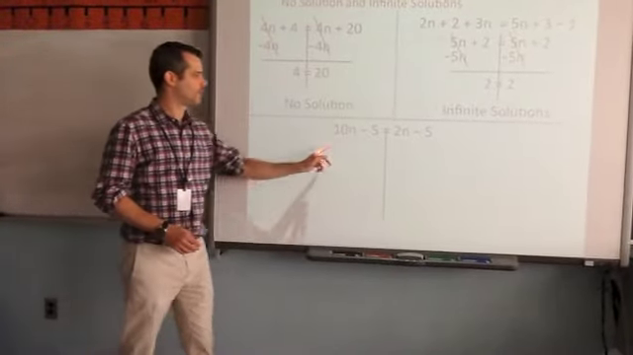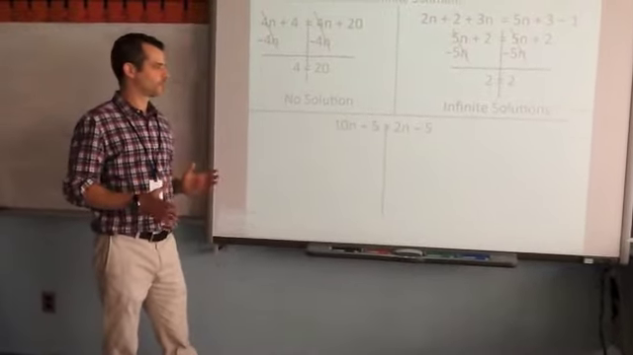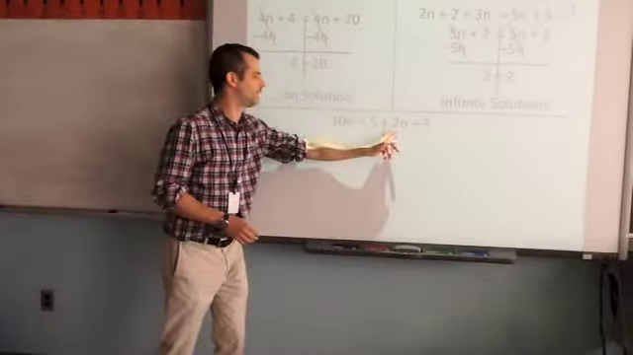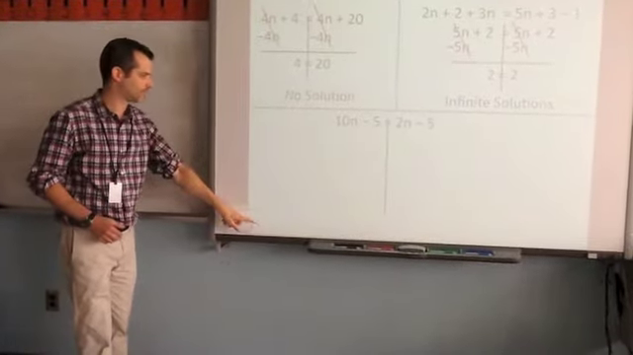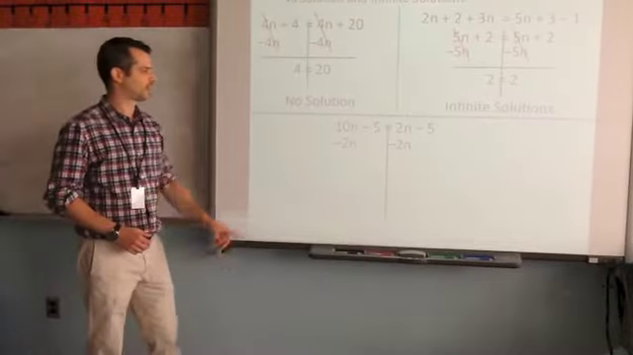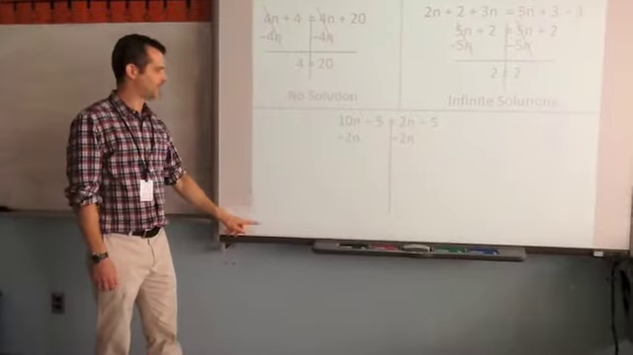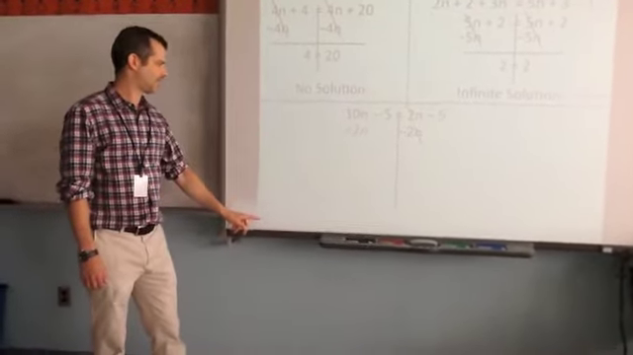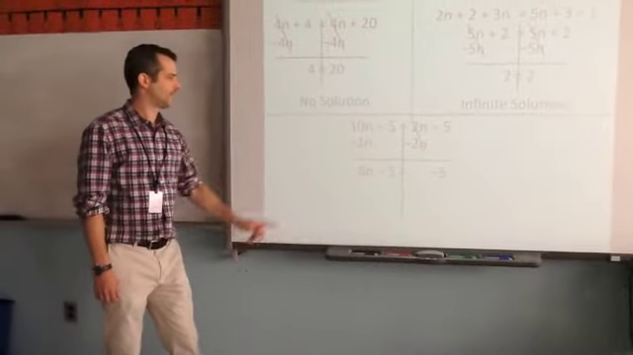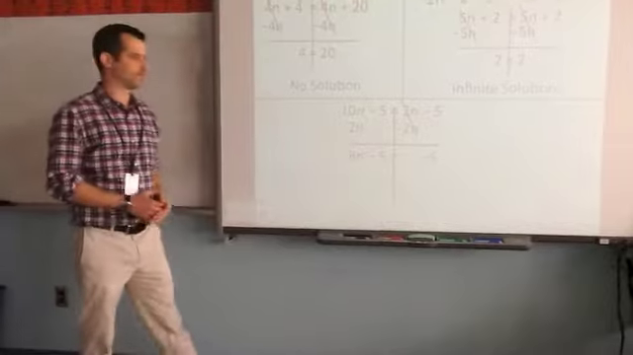I'm going to draw my line down the middle on this problem here. I want to subtract the variables from one side. I'm going to subtract 2n. I think it's easier to subtract the smaller number so that I avoid negatives. Subtract 2n from both sides. It will cancel on the right-hand side. So now I'm left on my left-hand side with 8n minus 5 equals minus 5.